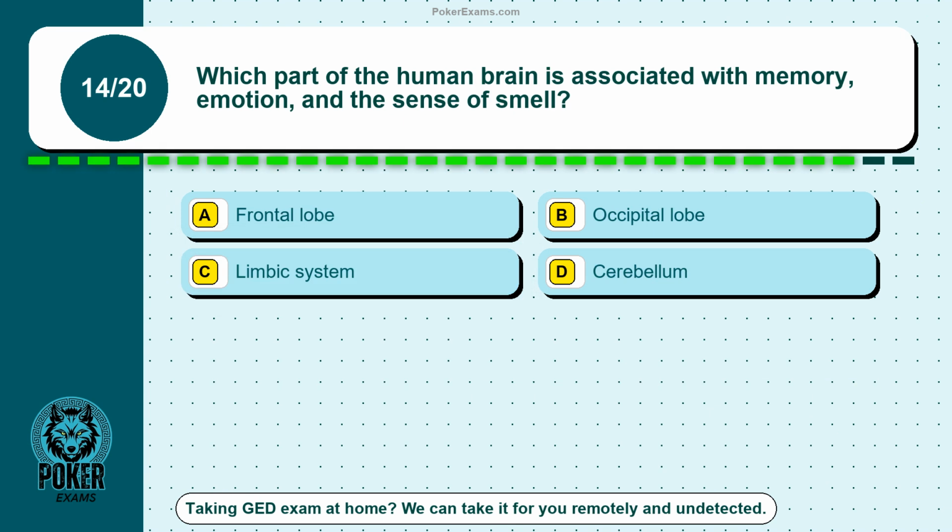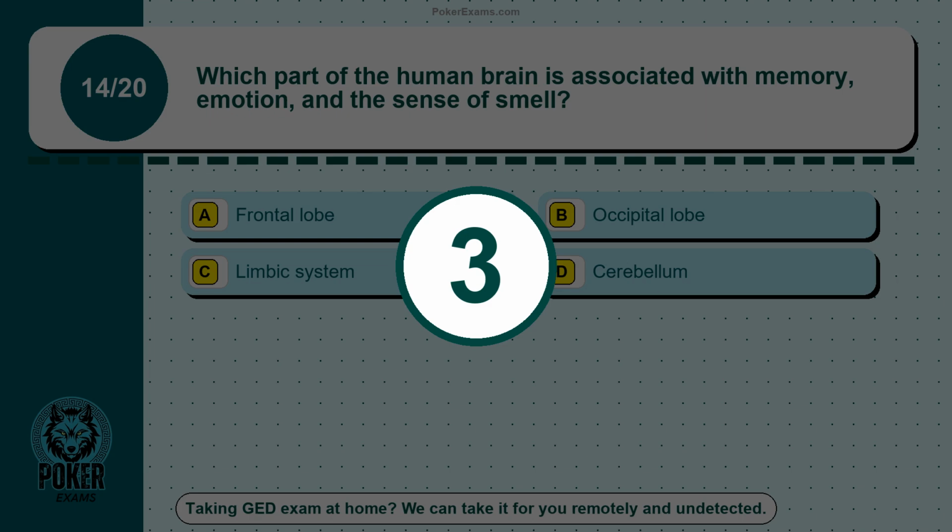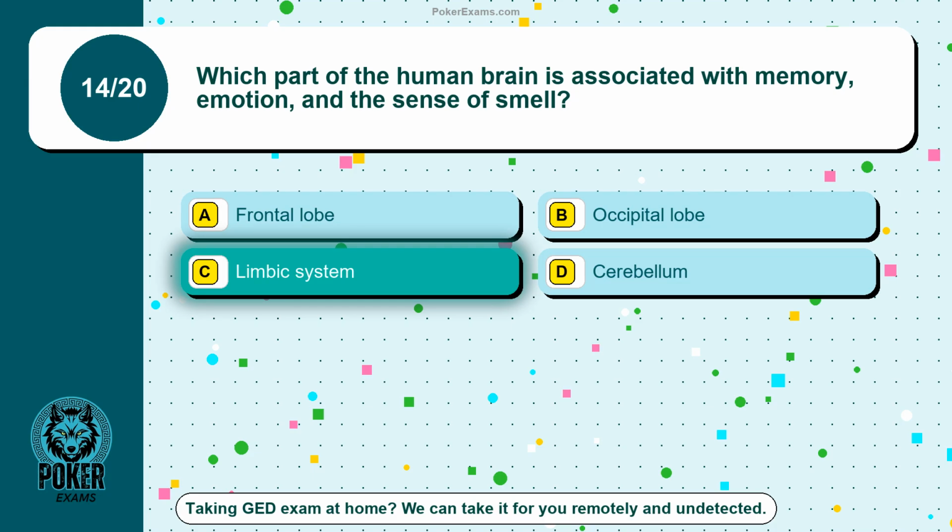Question 14. Which part of the human brain is associated with memory, emotion, and the sense of smell? Option A, frontal lobe. Option B, occipital lobe. Option C, limbic system. Option D, cerebellum. The correct answer is option C, limbic system.